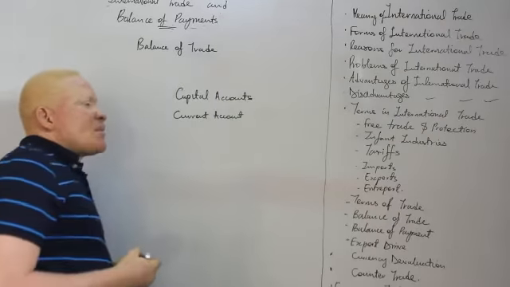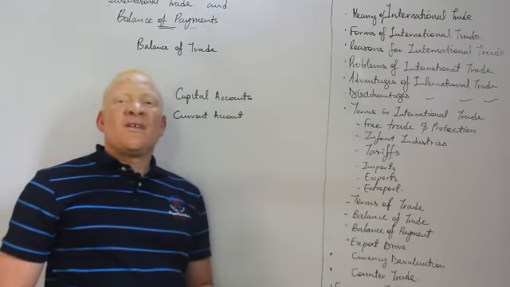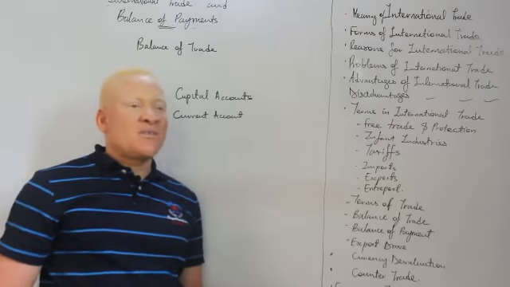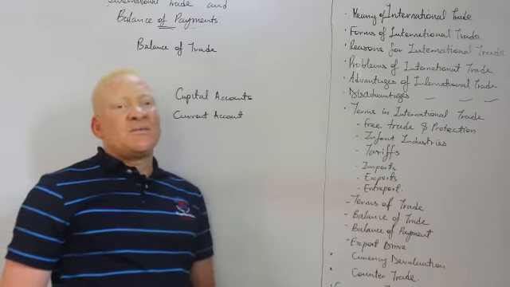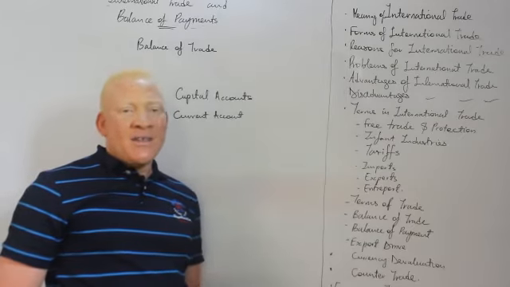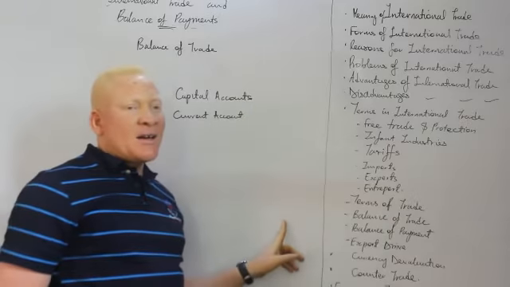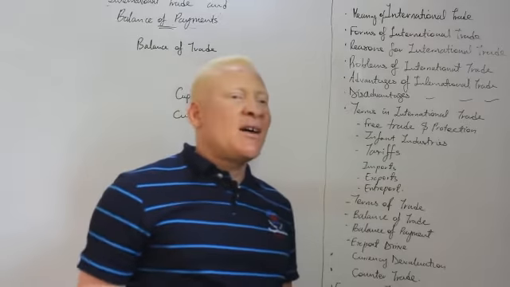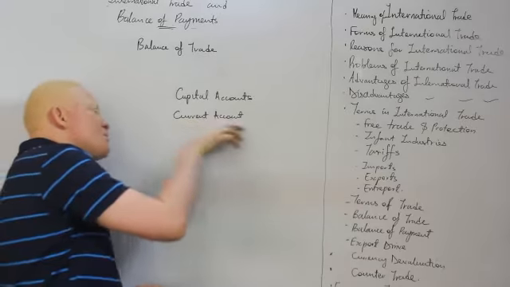Now, the capital account records long-term income, long-term imports and exports that involve what? Large sums. For instance, where you have shipping, where you have insurance, where we have FDI, that's foreign direct investment, they are all recorded in the capital account. That is long-term imports and exports as they relate to a country.